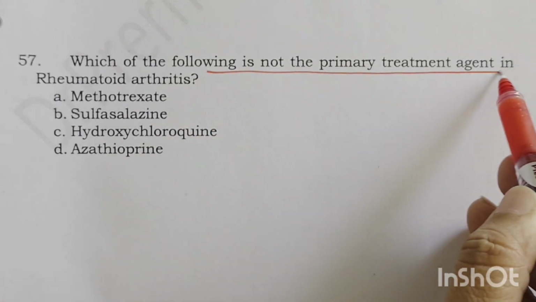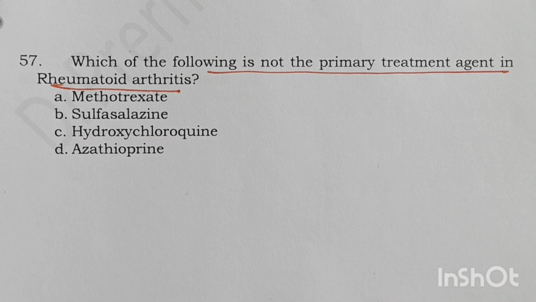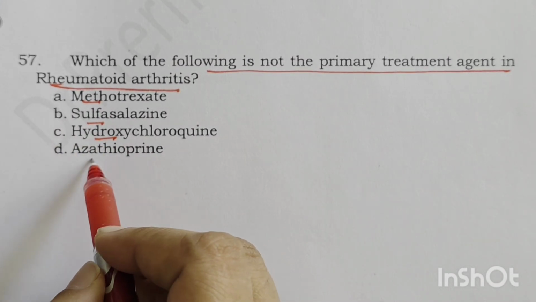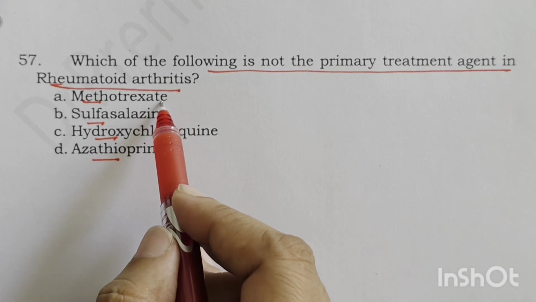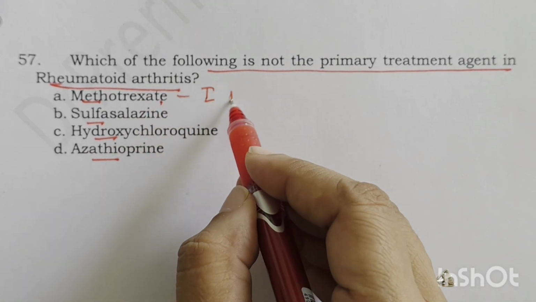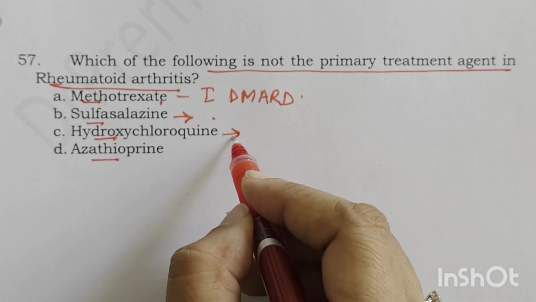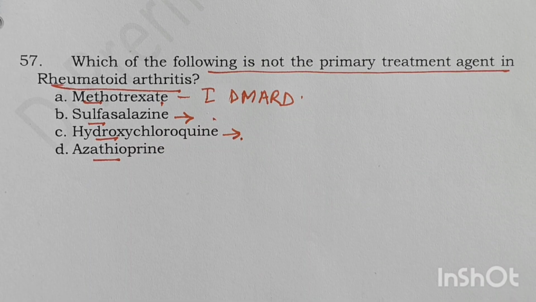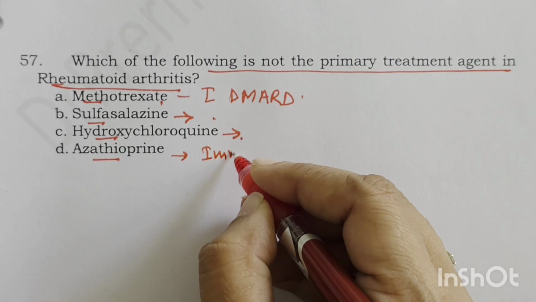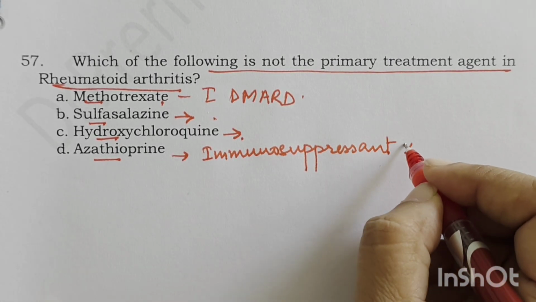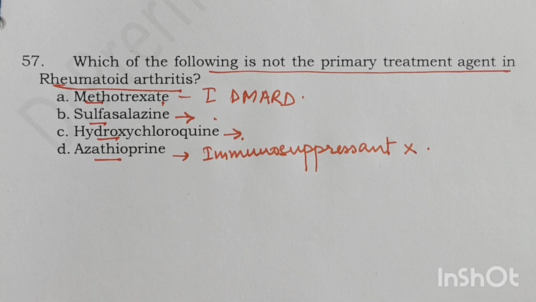Which of the following is not the primary treatment agent in rheumatoid arthritis? Okay, so the question is about the one that is not a primary treatment agent. Options: methotrexate, sulfasalazine, hydroxychloroquine, azathioprine. Methotrexate is definitely the primary treatment. It is the first-line DMARD, right? Then sulfasalazine is also used in patients. Hydroxychloroquine is also used. So the drug which is not the first-line treatment is azathioprine. Azathioprine is an immunosuppressant, and right at the start it is not given. It is not a first-line drug in the treatment of rheumatoid arthritis.